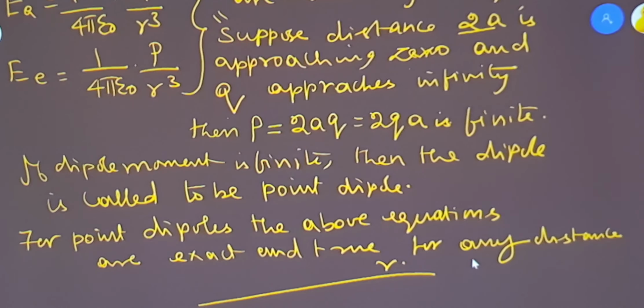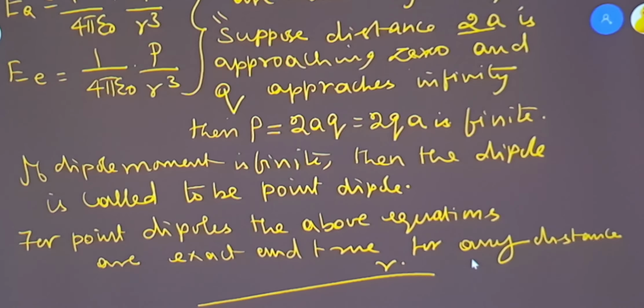These three points are called the inferences of the electrical field at a point due to an electrical dipole, either along the axial line or along the equatorial line.